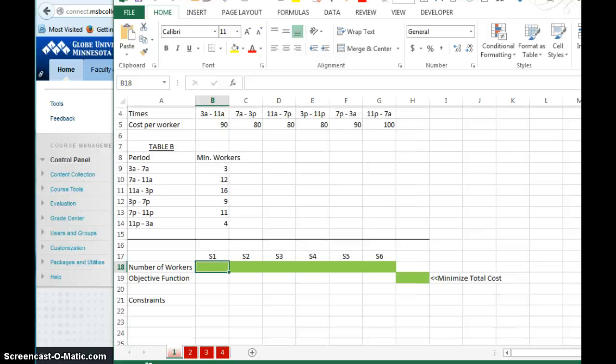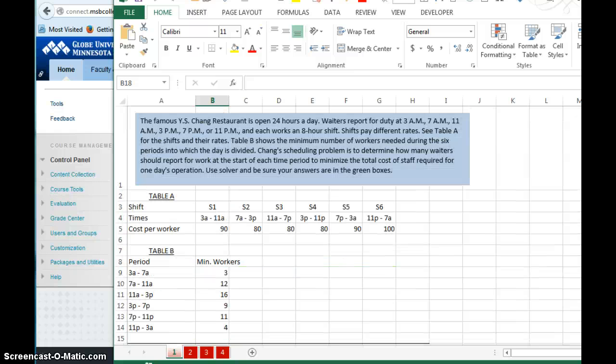So this problem tells you that you're trying to schedule for a restaurant, and we have 6 different start times under which employees or waiters can start. Although they start at specific times, everyone's shift is an 8-hour shift. So that information is given in the problem.